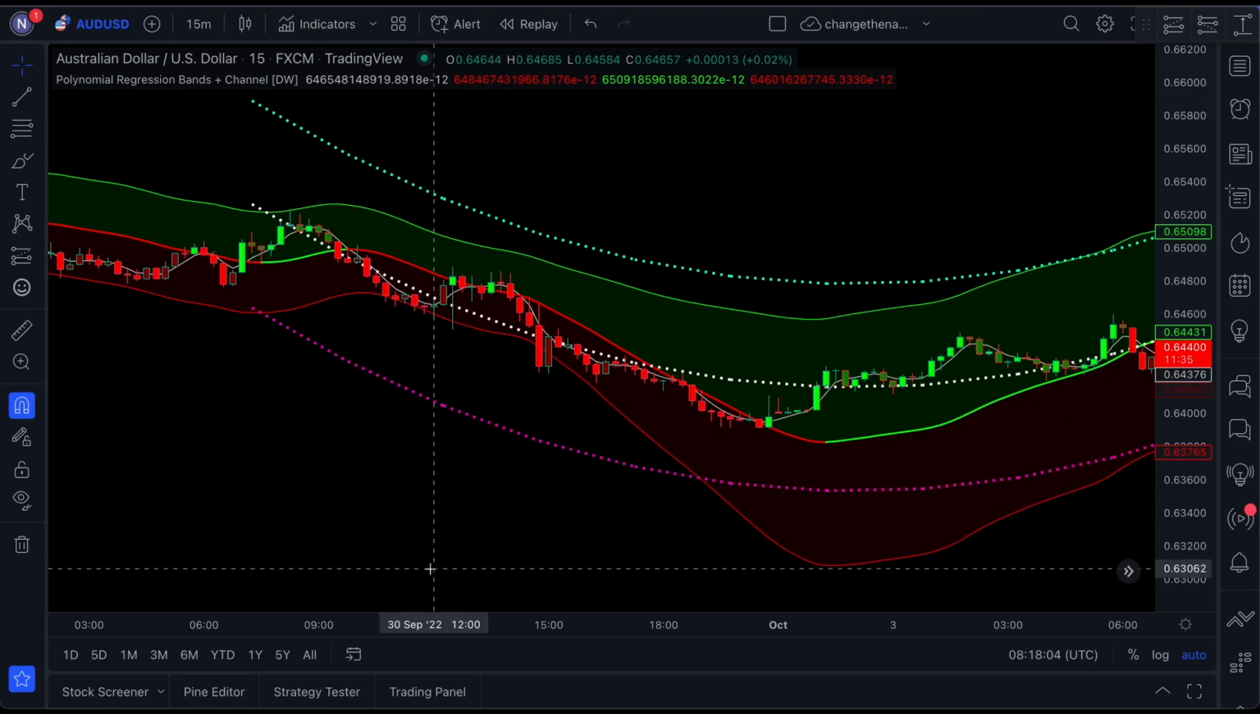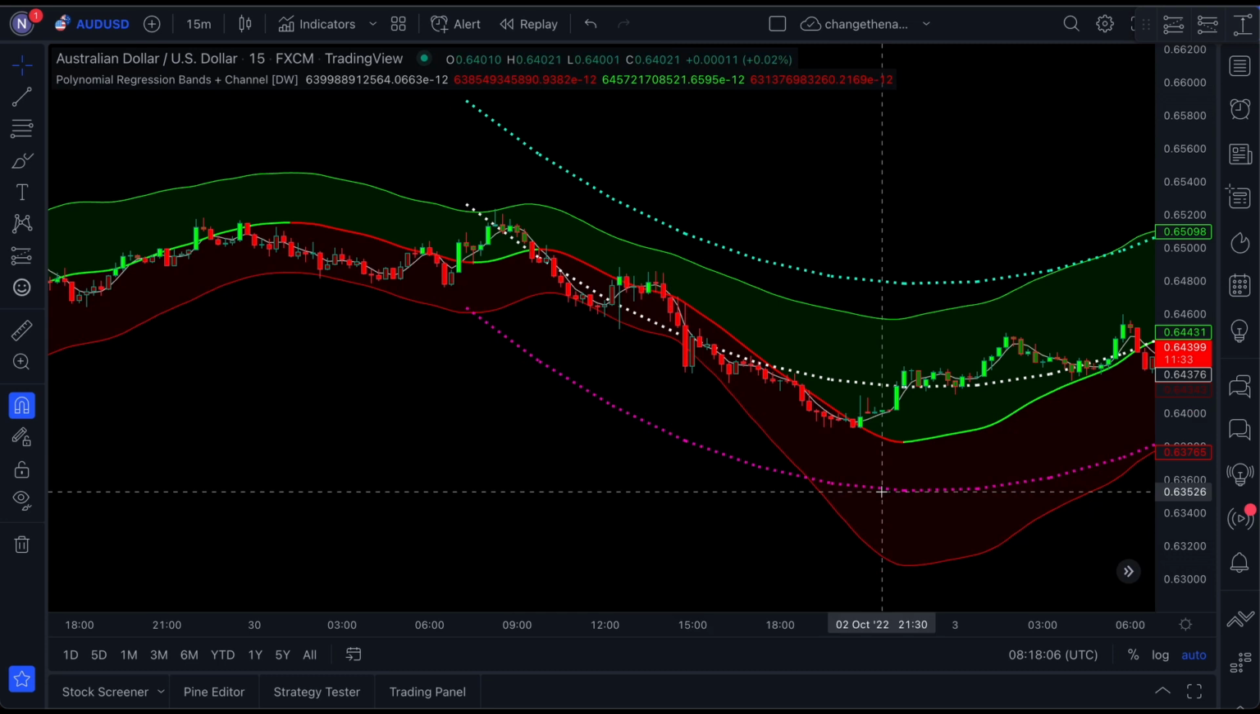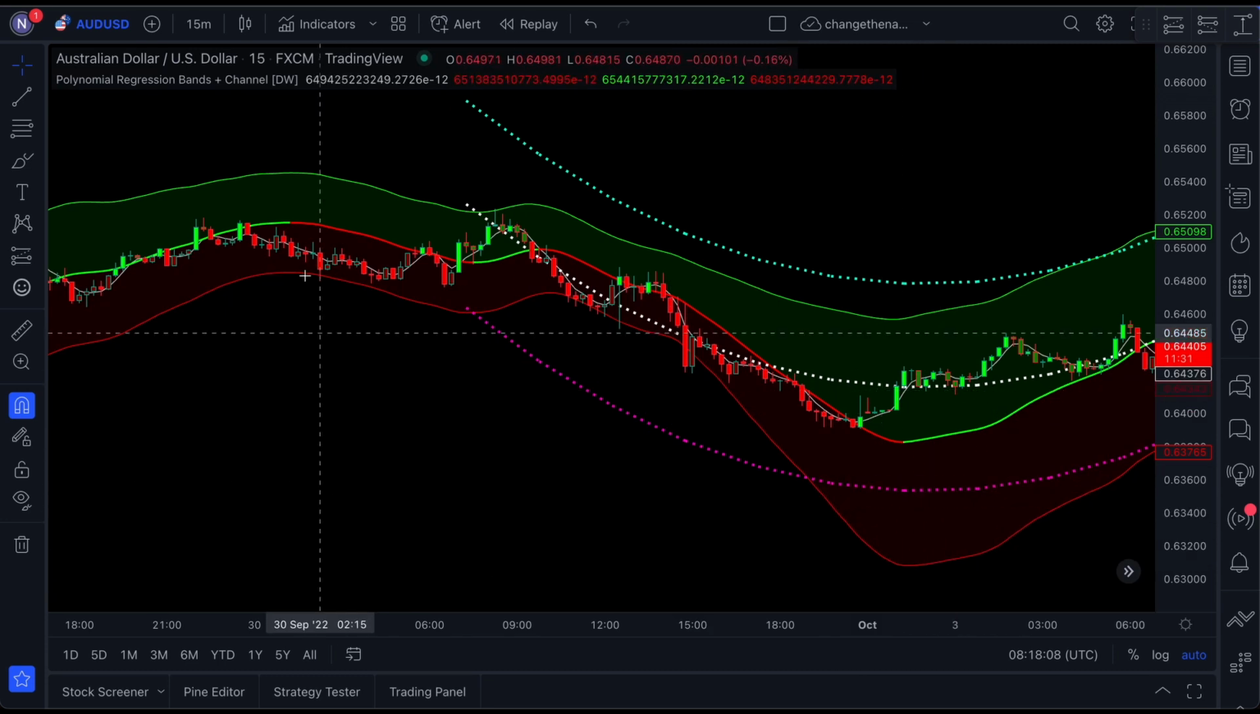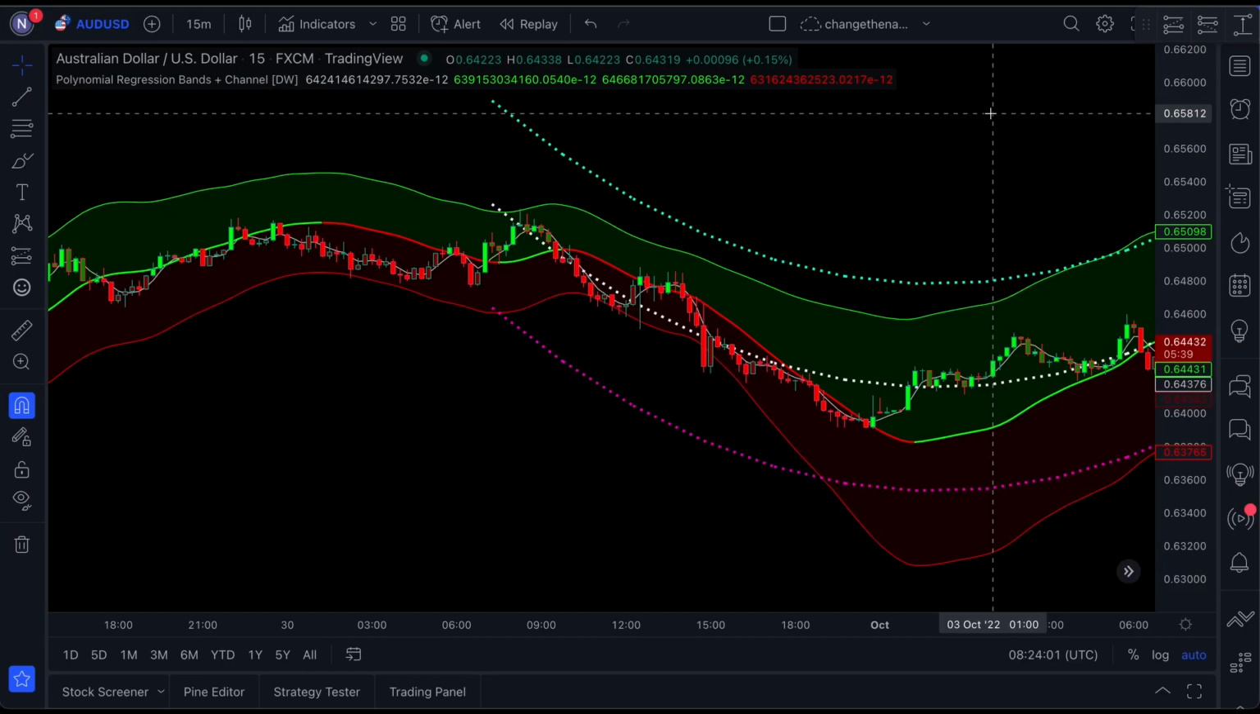Now, a side note, you need to keep in mind that the larger the channel, the higher the level of volatility, and the smaller the channel, the lower level of volatility. Okay, so there are multiple ways we can utilize this indicator and they will all work with our strategy, but we will need to make some adjustments to this indicator first.